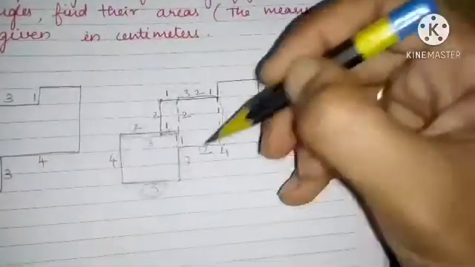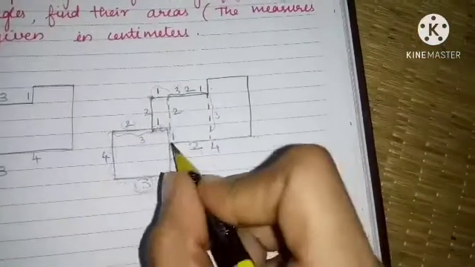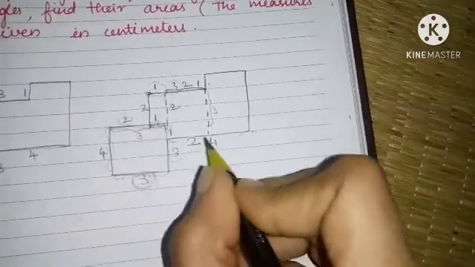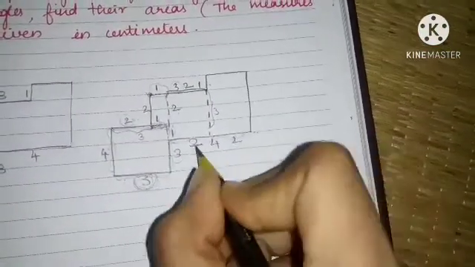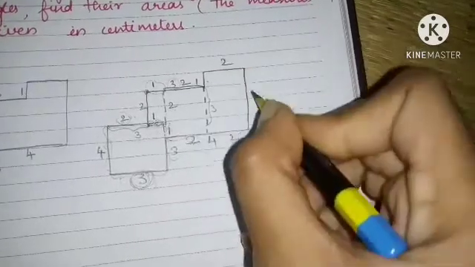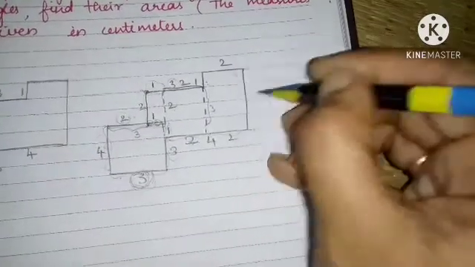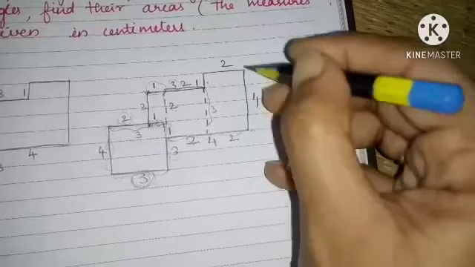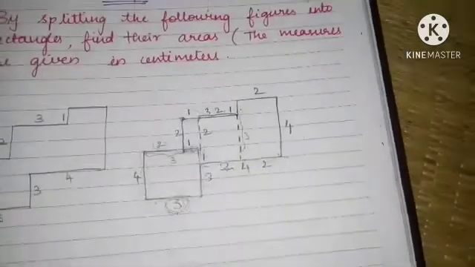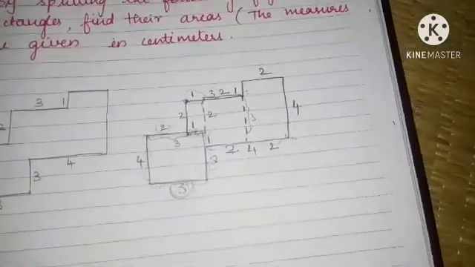Okay. So if this is 2, this is also 2. So this total length is 4. So 4 minus 2 is 2. So this is 2 and this is 2. So here also it is 2. Next, 3 plus 1 is 4. This total length is 4. So I have separated them into 4 rectangles.